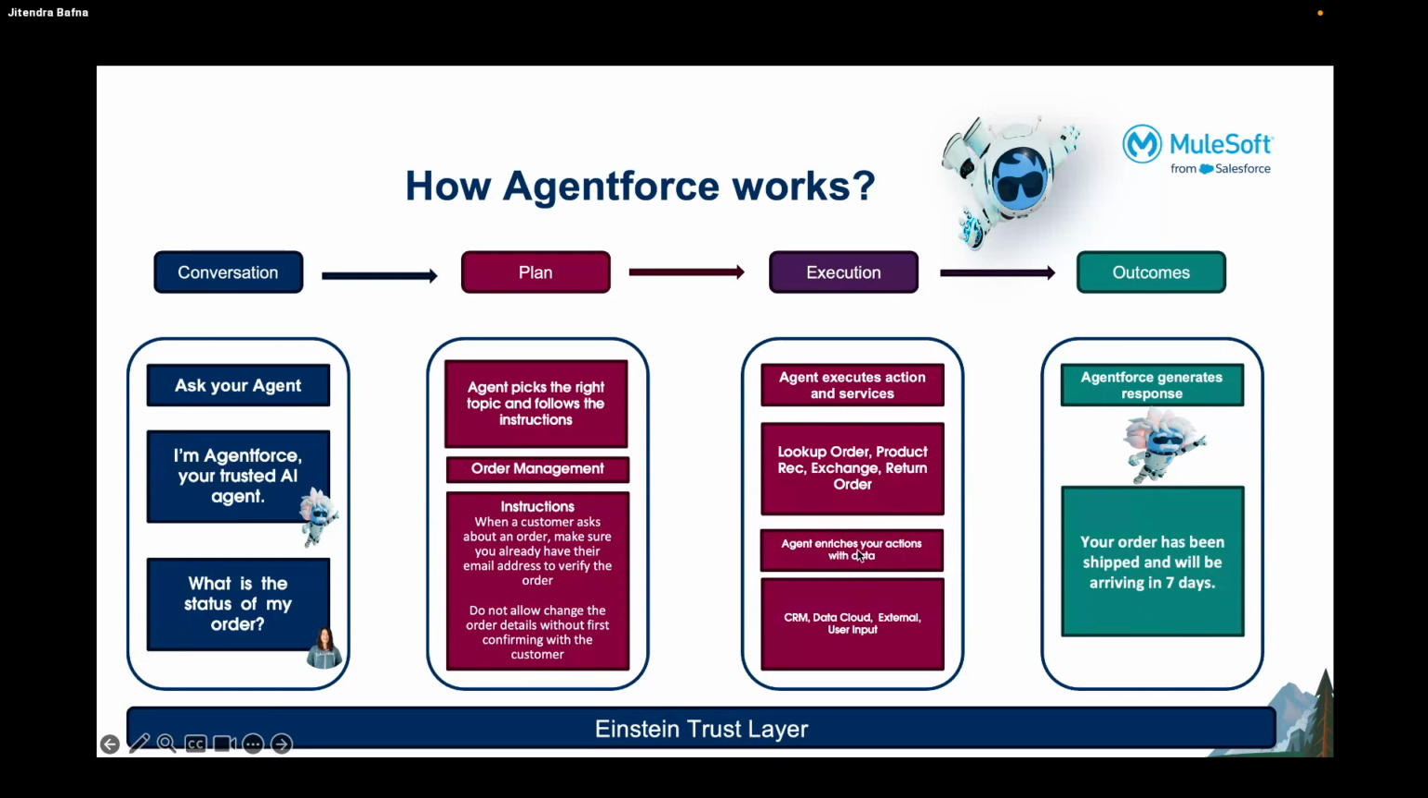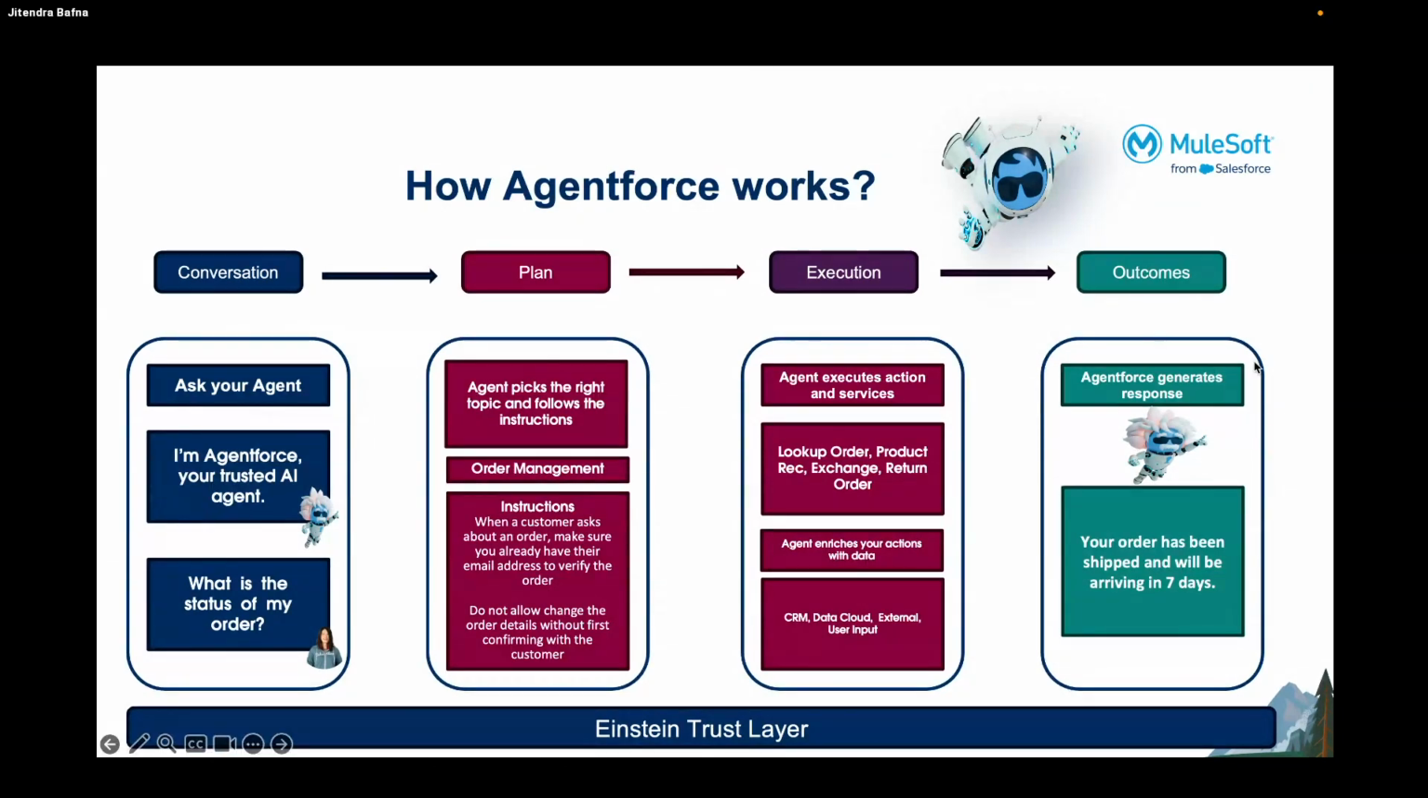And finally, the agent will enrich the response with some kind of data. You ground some kind of data. It will make sure it provides all the proper data. It will always ground the data into your response. It can use CRM, Data Cloud, external data, or user input. It can enrich the data from your CRM object. You may have an order object, and it can fetch the data from there. It can fetch the data from Data Cloud, and it can fetch the data from external services or user input.